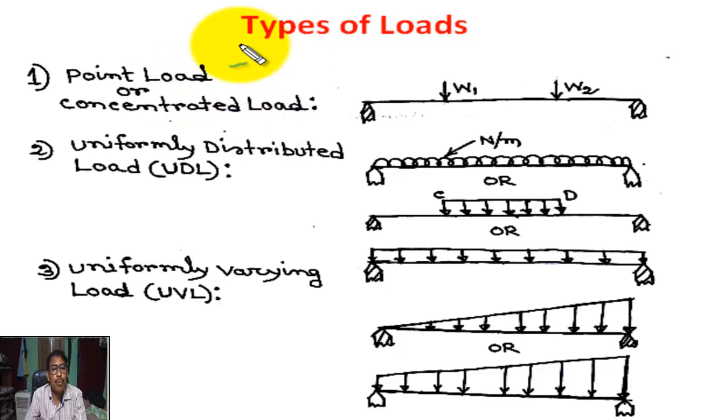Now, types of load. Number one, point load or concentrated load. This is a simply supported beam, supported at both ends. Point load W1 acts at this point, W2 acts at this point. The load is acting at a point on the beam. Contact area is very small.